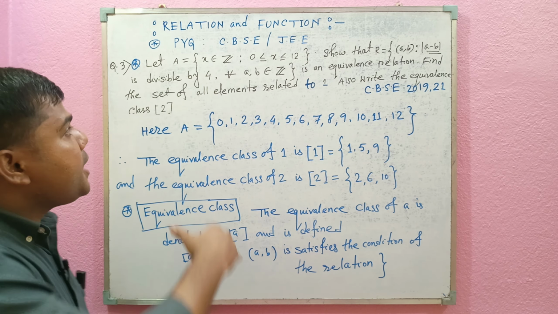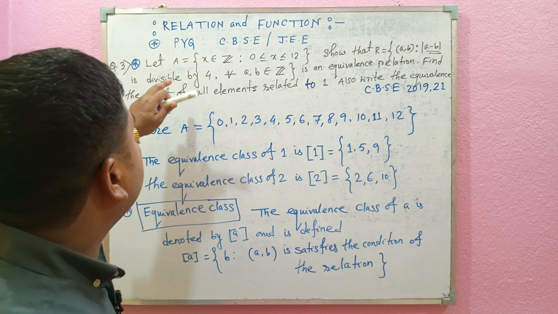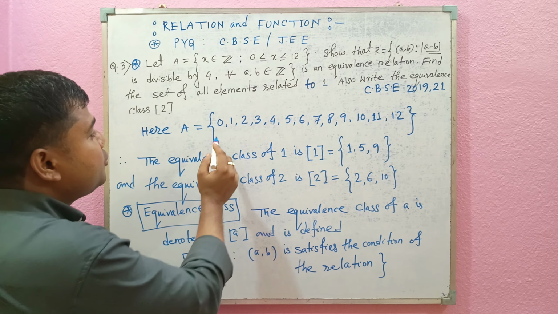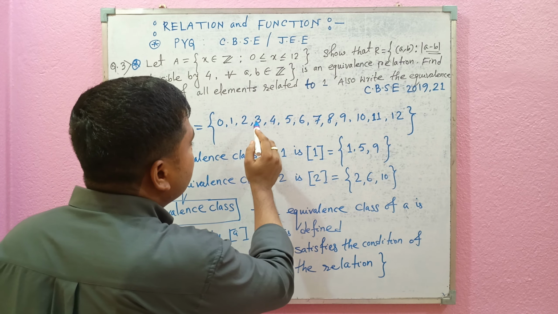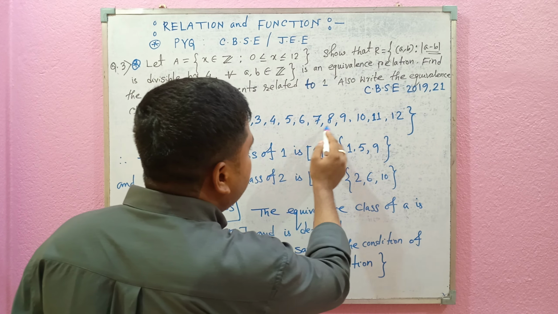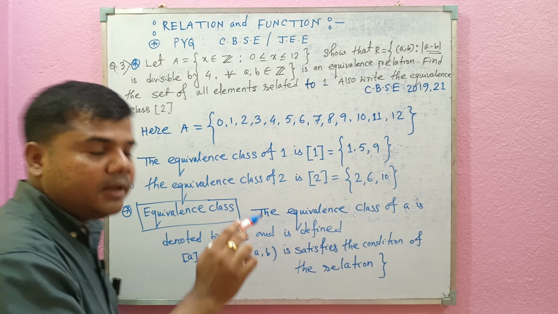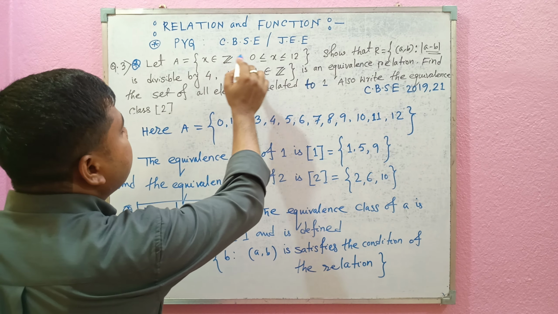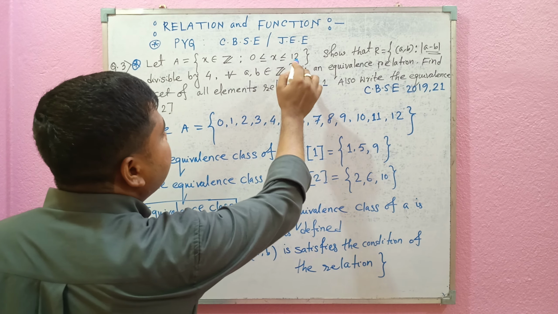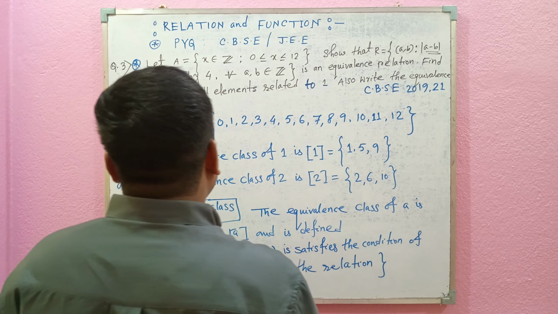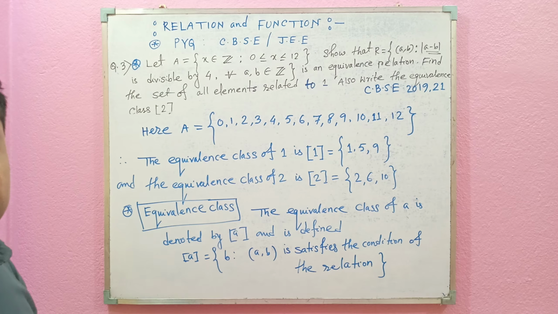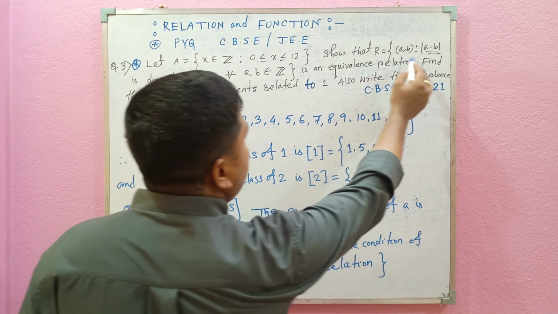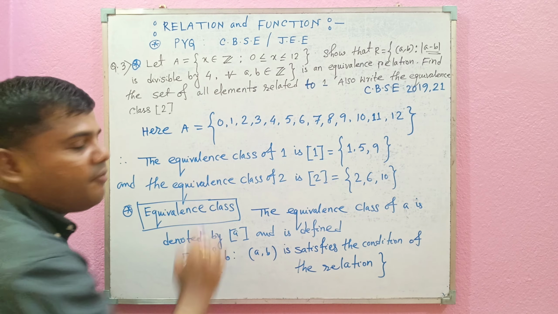Okay. If you want to write the set A in roster form, then we have A is equal to 0, 1, 2, 3, 4, 5, 6, 7, 8, 9, 10, 12. Okay. Set A is equal to the set of all x such that 0 is less than or equal to x less than or equal to 12. We have to find the equivalence class of 1. Here we see that the condition is modulus a minus b is divisible by 4.